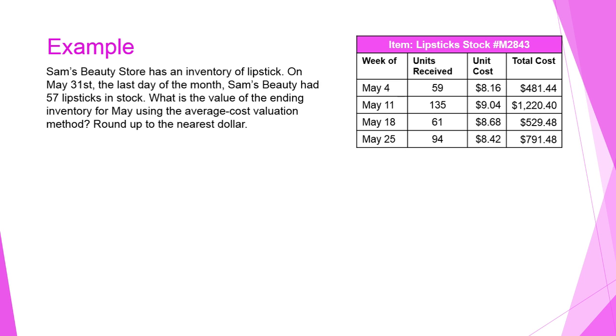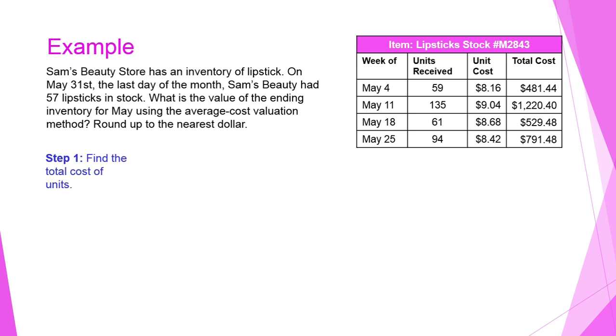Alright, here goes an example. Sam's Beauty Store has an inventory of lipstick. On May 31st, which is the last day of the month, Sam's Beauty had 57 lipsticks in stock. What is the value of the ending inventory for May using the average cost valuation method? And we want to round up to the nearest dollar.